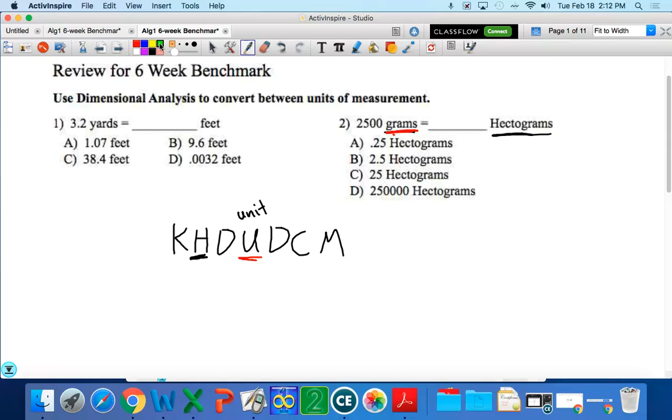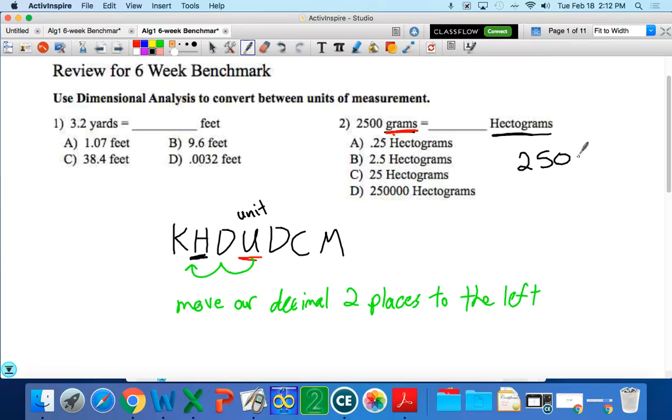That means we are going to take 2 hops to the left, which means we move our decimal 2 places to the left. That's what that tells me. Well, my original number was 2,500. There was no decimal there, but if there's no decimal, I know that it's hidden right there. We move it 2 places over, and we have 25 hectograms. 25 would be C, and we're rolling right along.